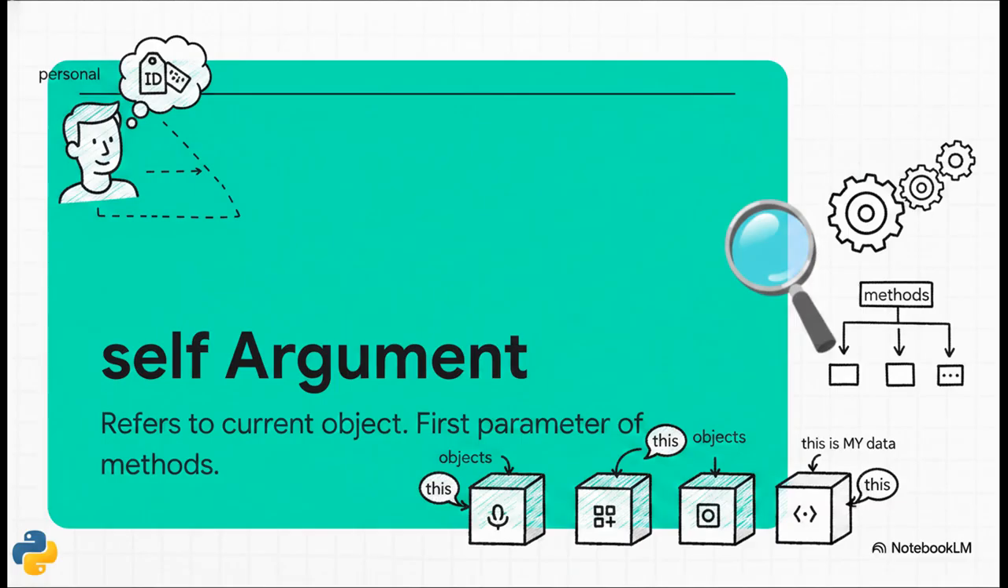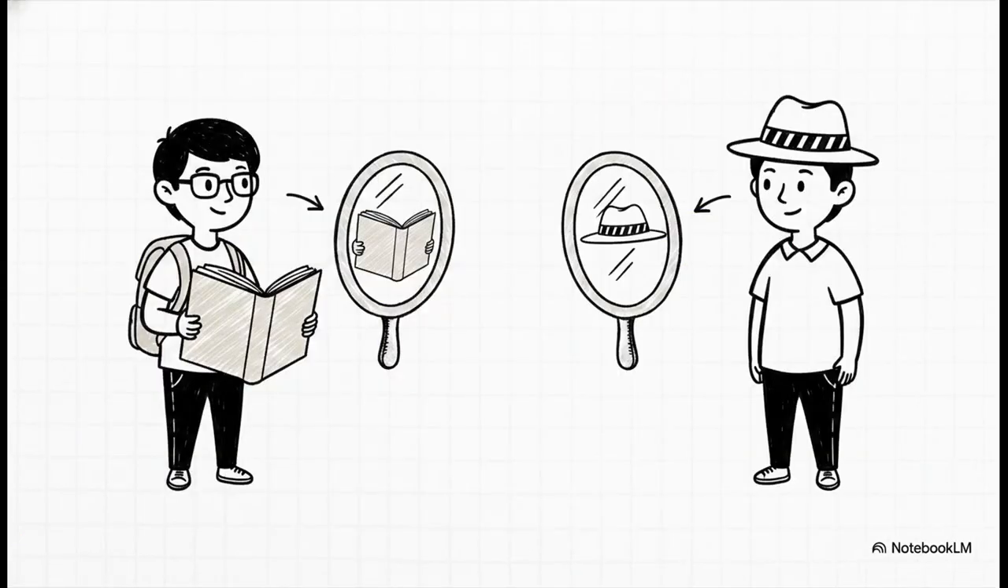Now, interestingly, it's not actually a strict keyword in Python. You could technically name it anything, like me, this, or even potato. But using self is a massive universal convention. If you use something else, other Python programmers are definitely going to look at you funny. It's basically how an object says, hey, this is my data, not anyone else's. Let's see how this plays out in practice.